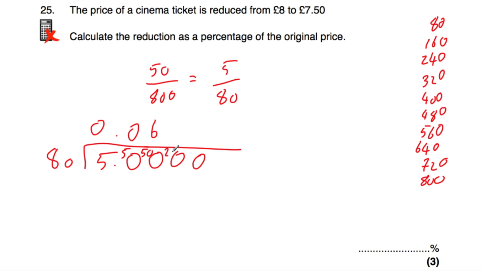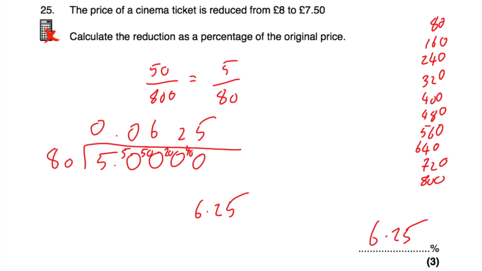remainder 20. How many 80s go into 200? That's going to be 2, remainder 40. How many 80s go into 400? That's 5. So we now know that 5/80 is equal to 0.0625 as a decimal. Now we want that as a percentage, so we're going to multiply by 100. That means we move the digits 2 columns to the left. So the 6 will move into the units, the ones column, the 2 will move into the tenths, and the 5 will move into the hundredths. So that'll be 6.25, so it's going to be 6.25%, and that's it.